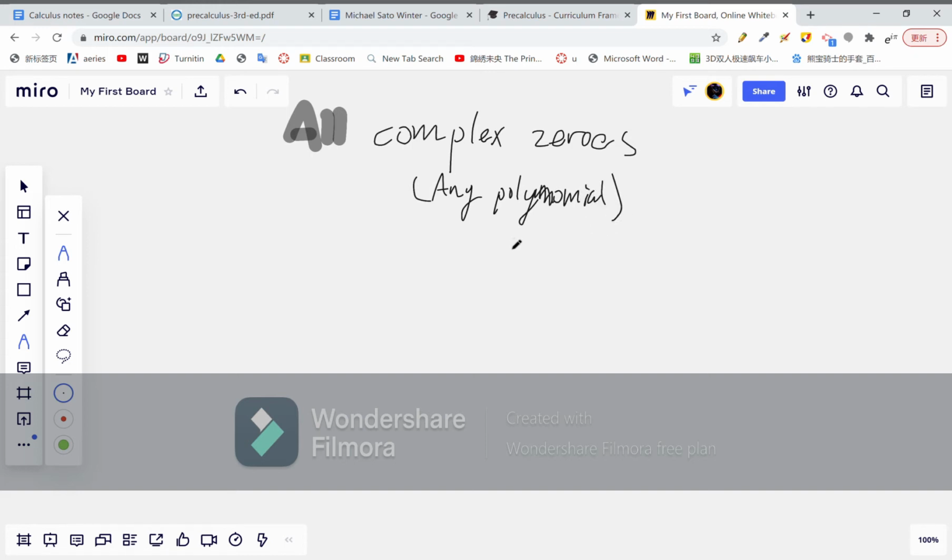Any polynomial. Let's randomly choose a problem. Let's say I want to find the zeros of 4x to the fourth power minus 4x cubed plus 13x squared minus 12x plus 3. Right? I'm going to solve this.